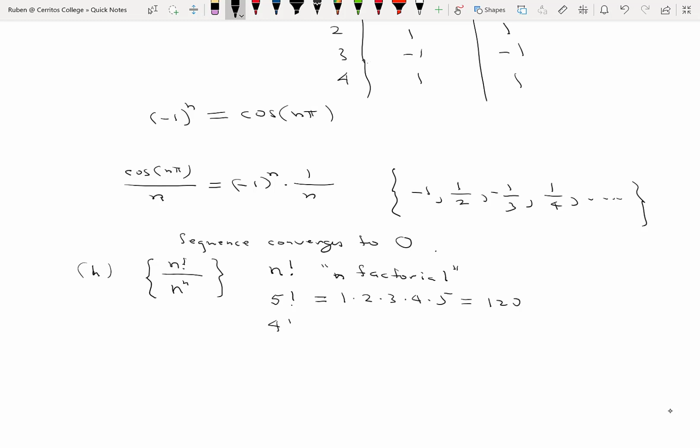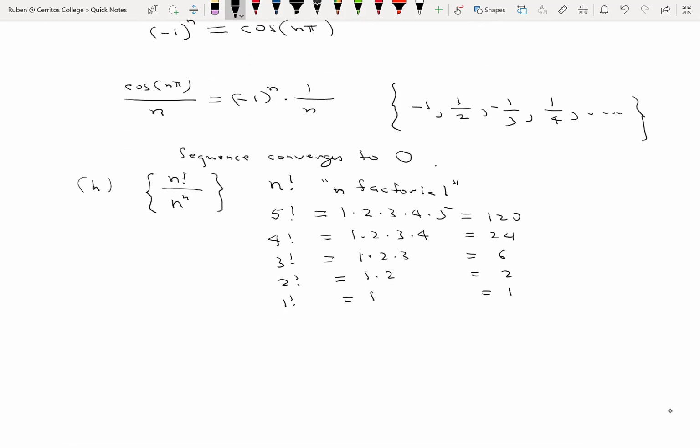So 4 factorial equals 1 times 2 times 3 times 4, or 24. 3 factorial equals 1 times 2 times 3. Get the idea? Or 3 times 2 times 1. The order in which you list the factors in the factorial is not important. 2 factorial is 1 times 2, or 2. 1 factorial is 1.